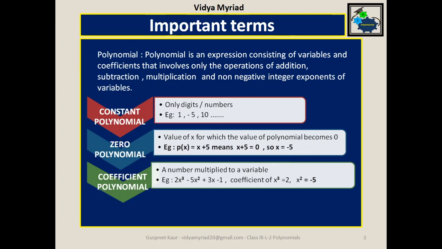Next is the coefficient of a polynomial, which is the number multiplied with the variable. Now the question comes, what is the coefficient of x cube? You look into the term which has x cube only and see the number with its positive or negative sign. If you look into the expression, it is 2x cube, so my answer is only 2. When I ask for the coefficient of x square, it will be minus 5. You need to take care of the sign.